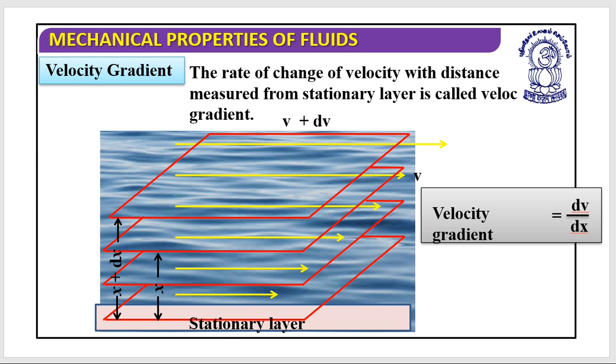Let's look at the velocity gradient. Suppose the layer at the bottom is the stationary layer, and all the layers starting from the top are called first, second, third, fourth. Starting from the top, they are moving in the positive x direction. The rate of change of velocity with distance measured from the stationary layer is called the velocity gradient. Basically it's dv by dx.